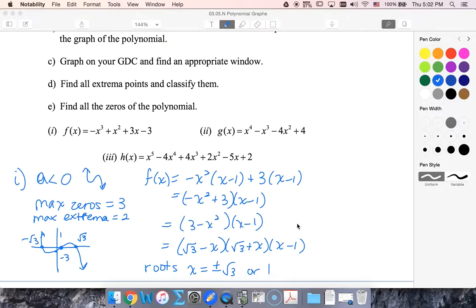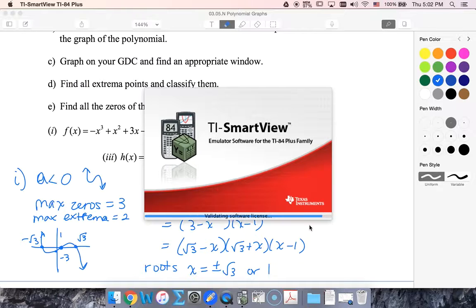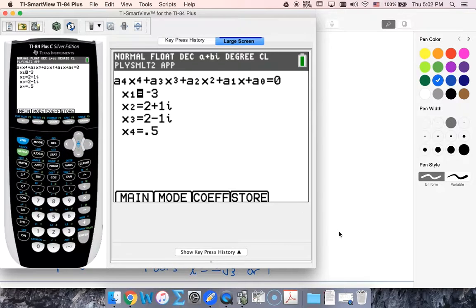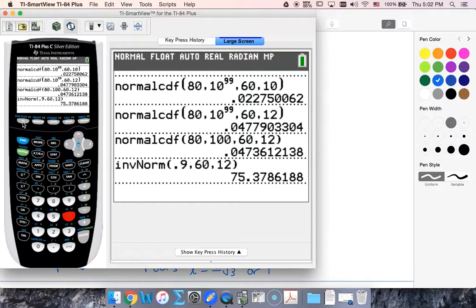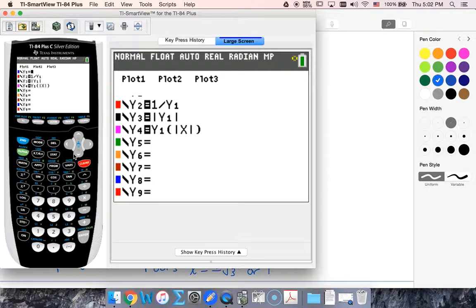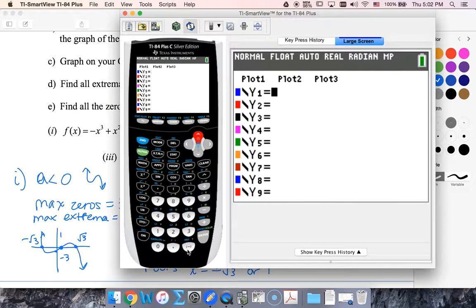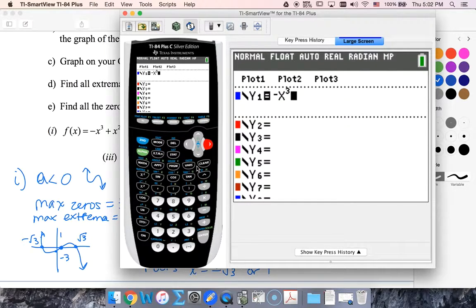Now I just need to find my extrema. So now I'm going to go to my calculator and we'll look at this graph. And I bet that my spacing here is a little bit shifted. So let's see what it actually looks like. Okay, so I'm going to go into my y equals, clear out everything that I have. All right. So my equation was negative x cubed plus x squared plus 3x minus 3.